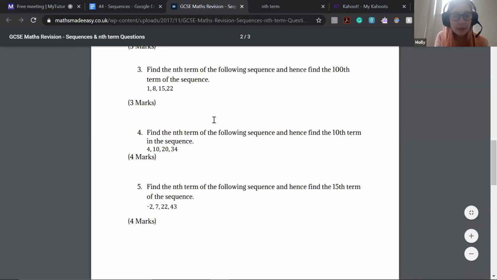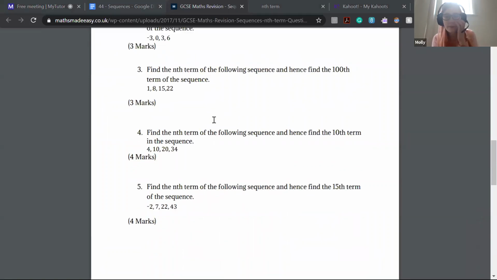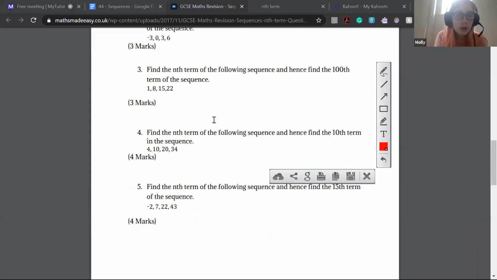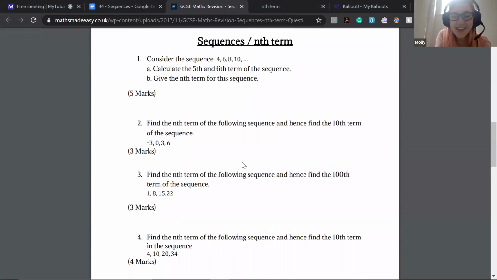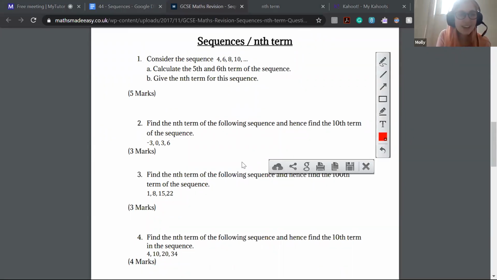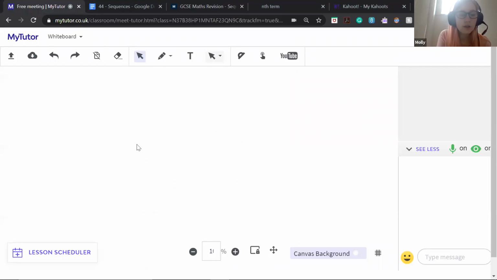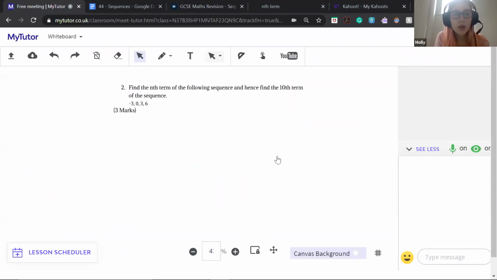So give this one a go. Oh, no, don't. That's a squared. Give this one a go. Okay, so pop what you think the nth term and the 10th term are in the chat or the Q&A. And I'll give you guys a couple of minutes and then go through how we get there.